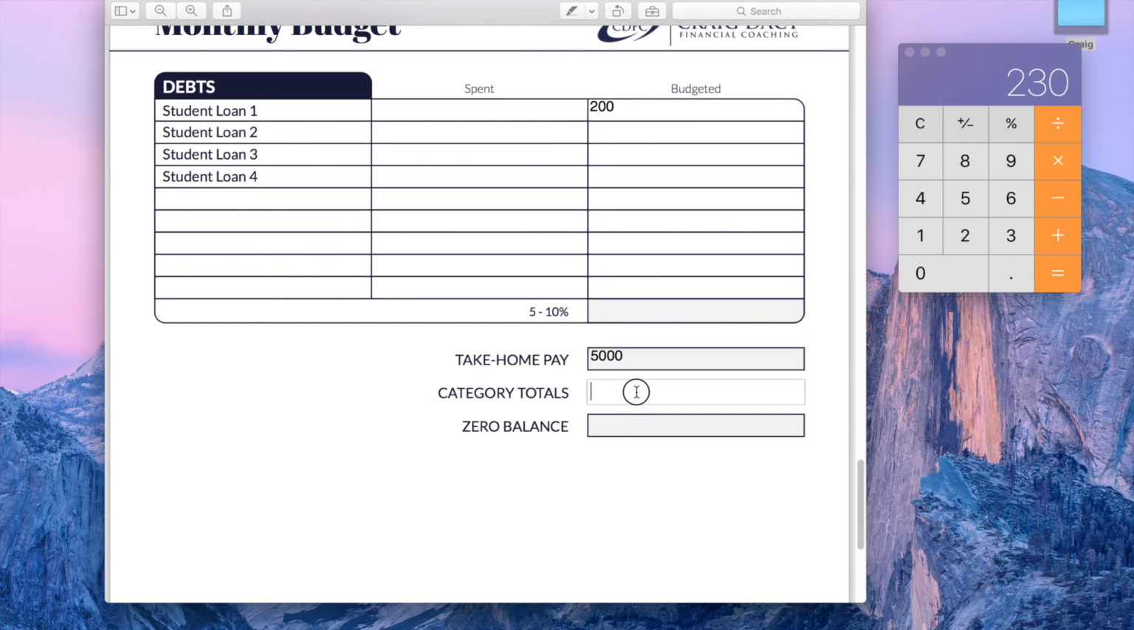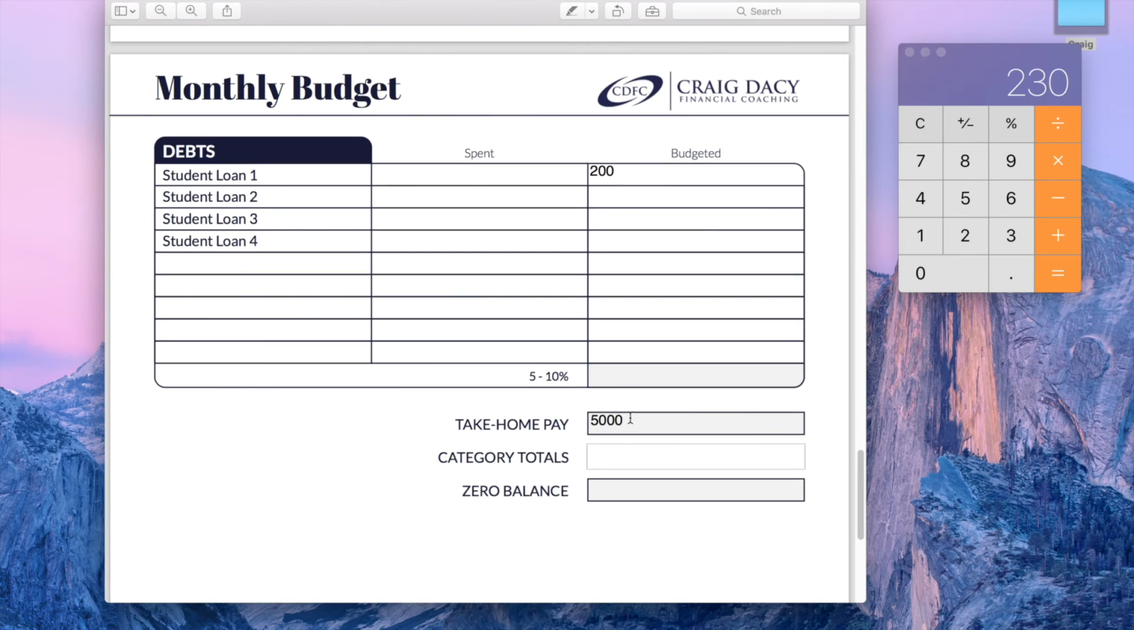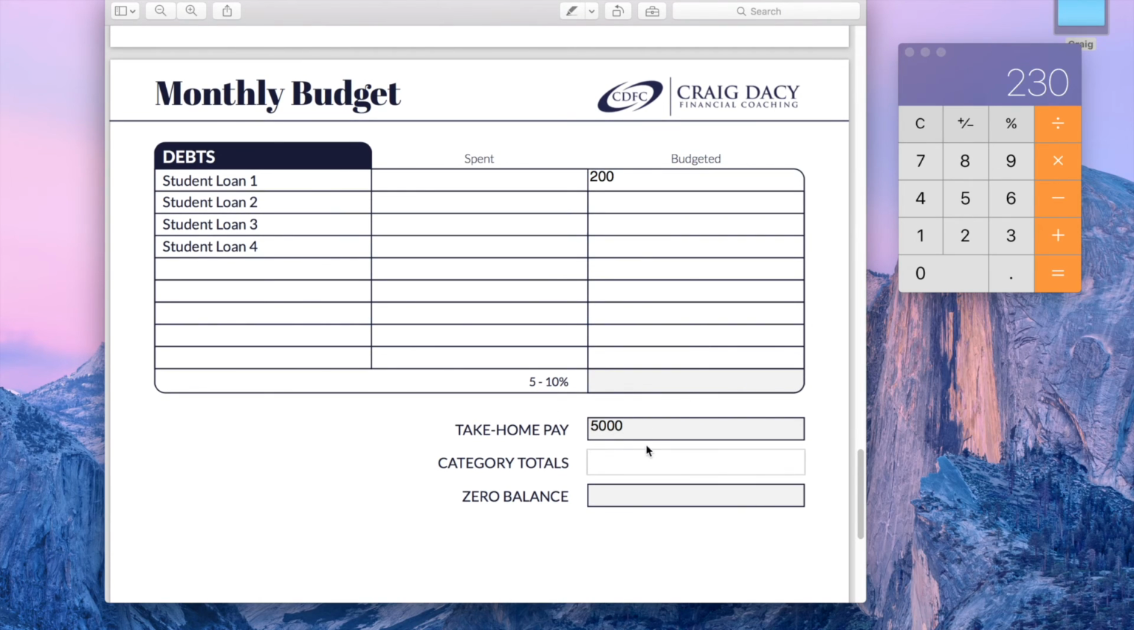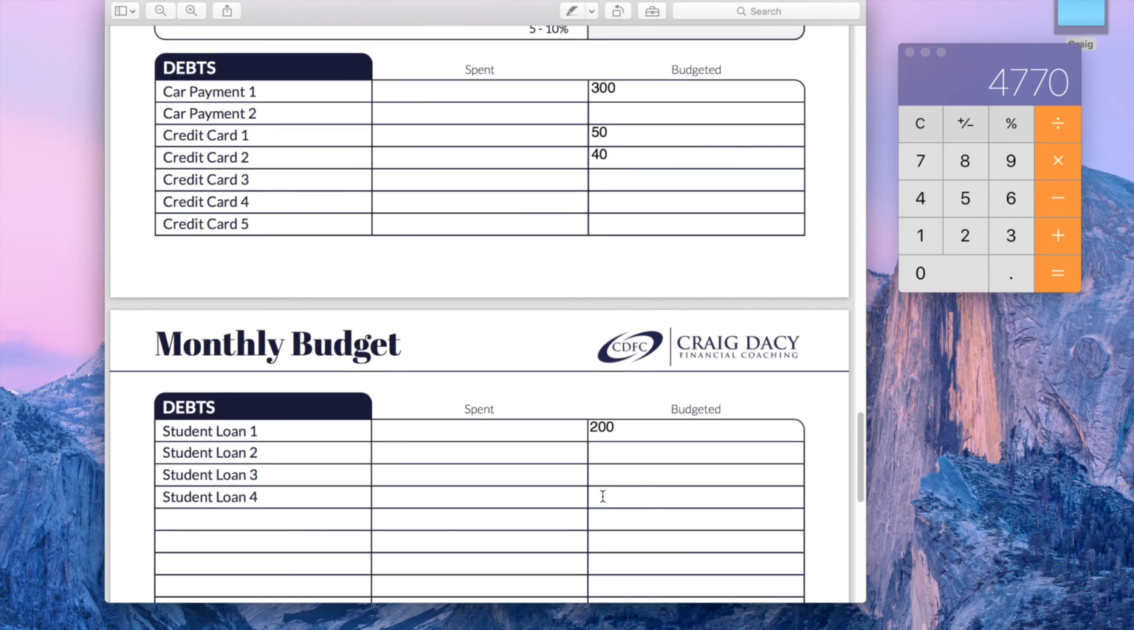They have a take-home pay of $5,000. And if I added all of these categories together, $4,770 is the total. So there was $230 left over. We can't just leave this money hanging down at the bottom or else it's going to disappear somewhere.